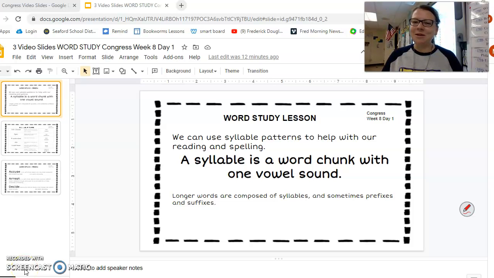Welcome to the word study lesson for our Congress book. We know that we use syllable patterns to help with reading and spelling. You guys also know that the syllable is a word chunk with one vowel sound. Remember, vowels are A, E, I, O, U, sometimes Y. And we also know that the longer words are composed of syllables, and sometimes they have prefixes, a word part that goes at the beginning, and suffixes, a word part that goes at the end.